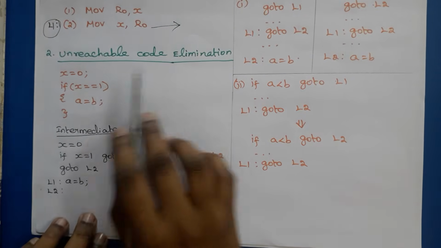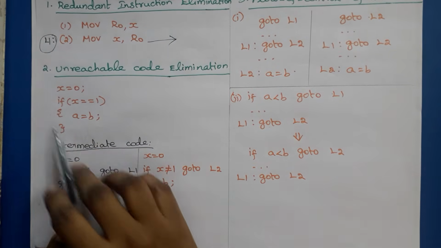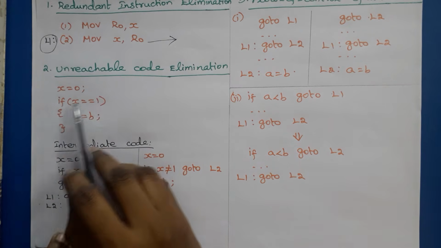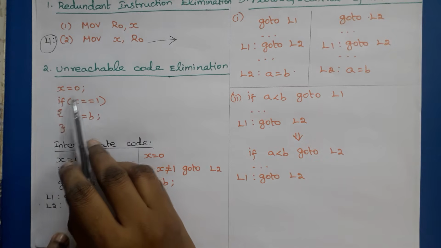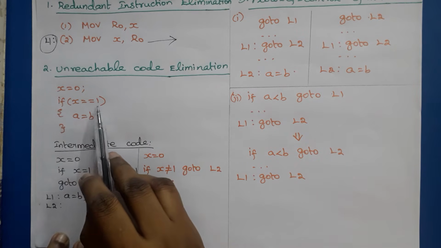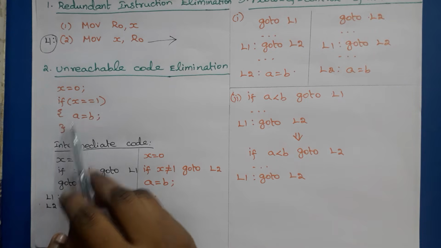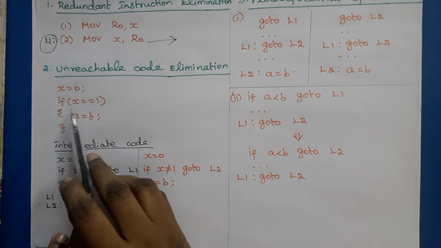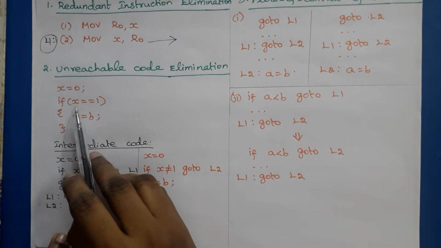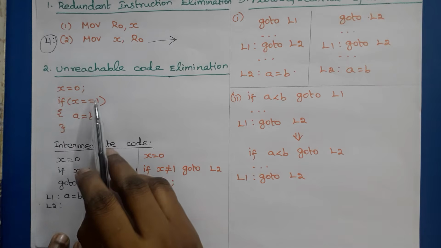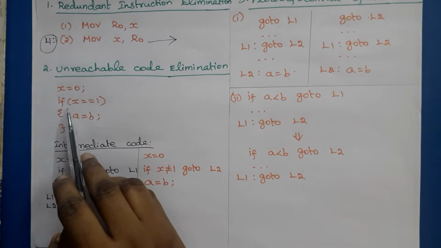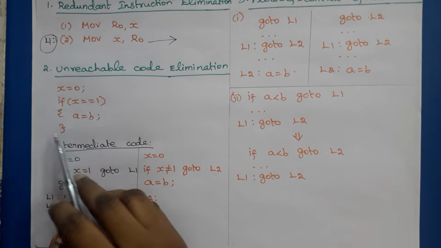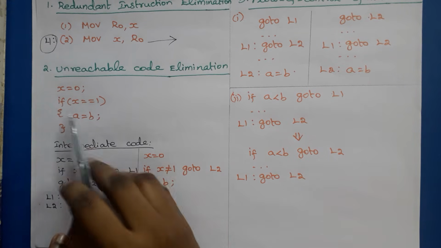Then the second one is unreachable code elimination. If we see this C programming part, this is the source code. So here x equals 0, then if x is equal to 1, then a equals b, the block is executed. So here x is assigned as 0, but we are checking x is equal to 1. So here this condition becomes false always. It will never become true, right? So this block is unreachable. It won't be executed at all. It can be removed, but this is a source program.